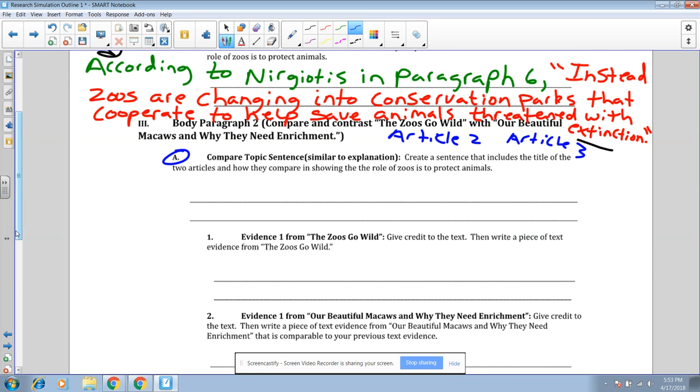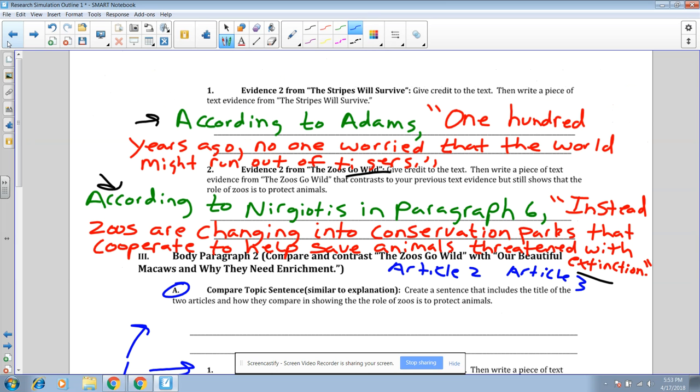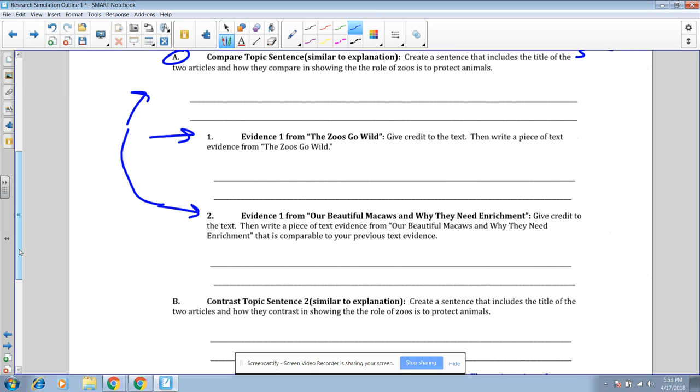you're going to find a piece of text evidence from the first article. So this is from Zoos Go Wild that proves what you said, how they're similar. And you're going to find a piece of text evidence from the other article, Our Beautiful Macaws, that proves how you said that they're similar.